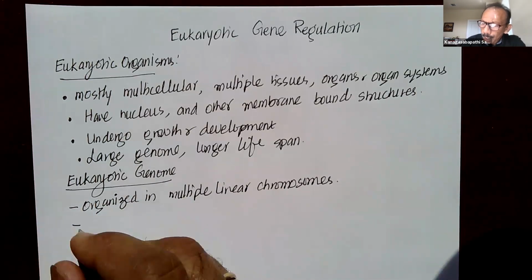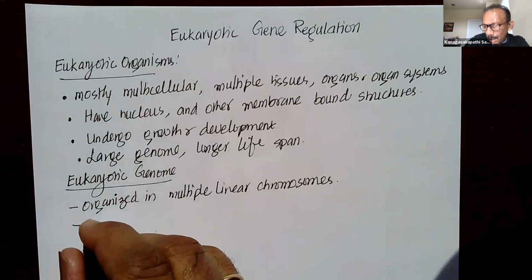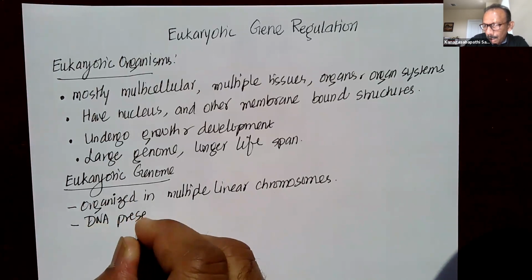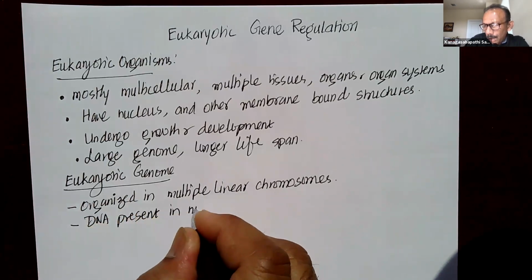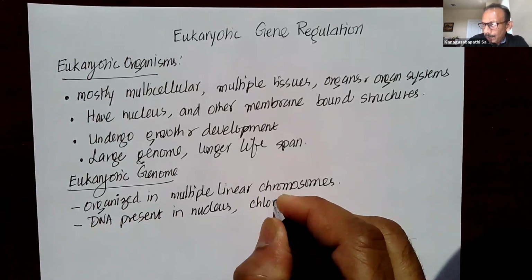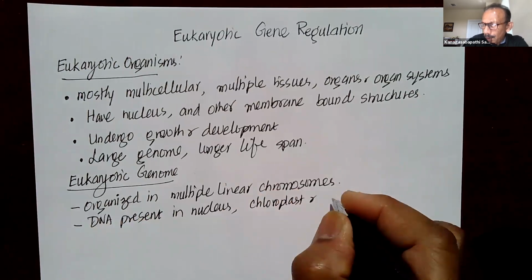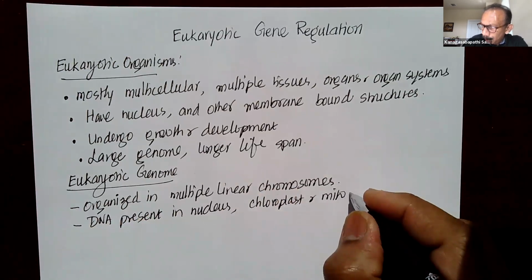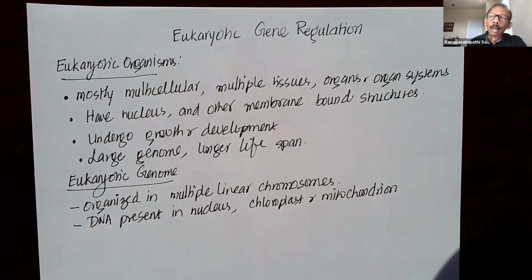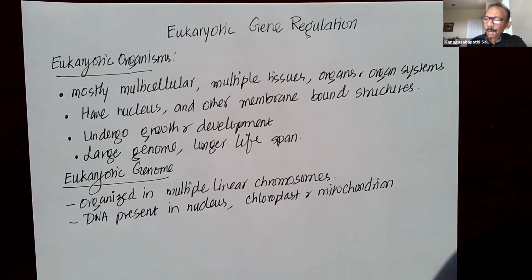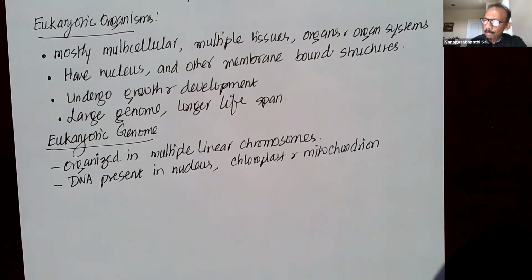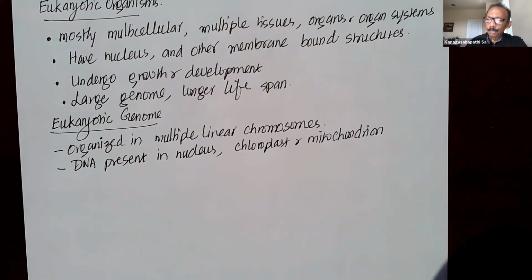And the next thing is DNA is present in the nucleus, and not only the nucleus, but also in chloroplast and mitochondrion. It's a singular, mitochondria is a plural. So they have to deal with all these. Okay. So how do they do that? Okay, so that's the question that we are asking.